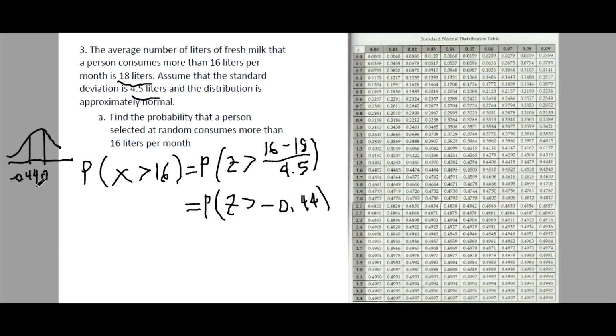So if we shade this one to the right because it's greater than, so this is 0.5 plus the area of 0.44. This is the area of 0.5. Okay, 0.5 plus this area. So 0.5 plus the area of 0.44, which is 0.1700. So therefore, our answer for this one is 0.67. So the probability that a person selected at random consumes more than 16 liters is 0.67.